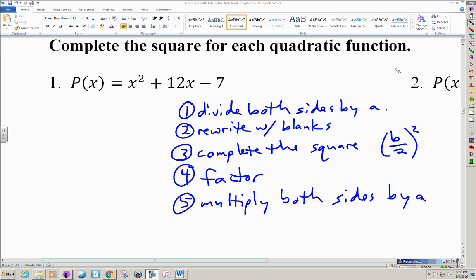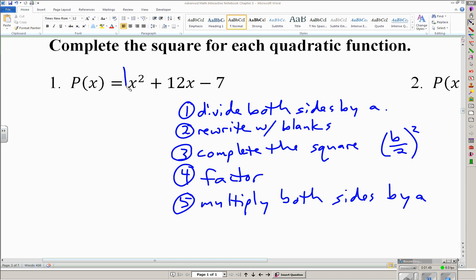So if you want to write these steps in the margin somewhere, don't write them underneath this question, but write them in the margin. First step is to divide both sides by a. If a is 1, we don't need to do anything. And on this one, we have a 1x squared, so we won't do step 1 on this first question. Then you'll rewrite the equation with blanks. You'll have a plus blank and a minus blank. You'll see what I mean in a minute.